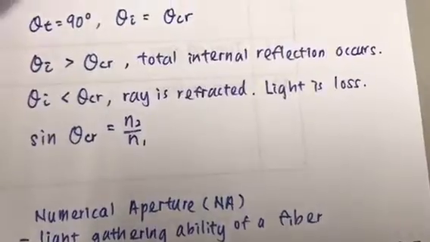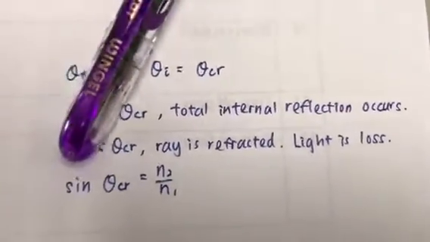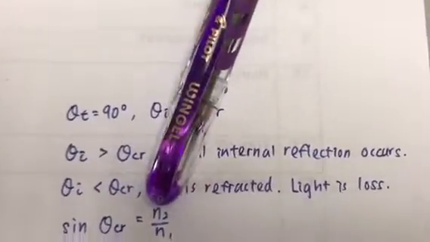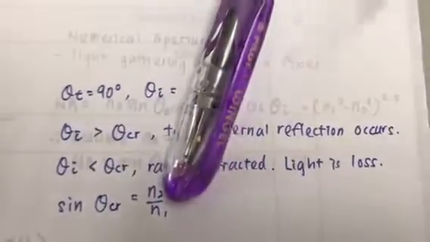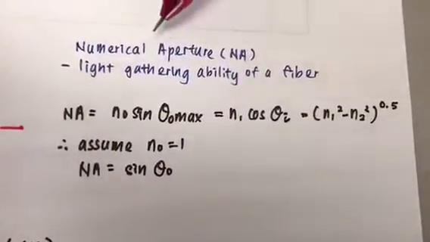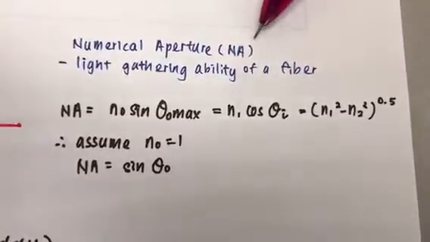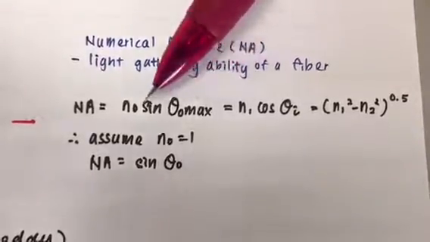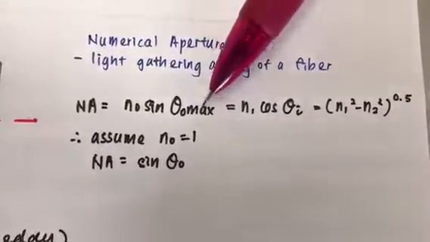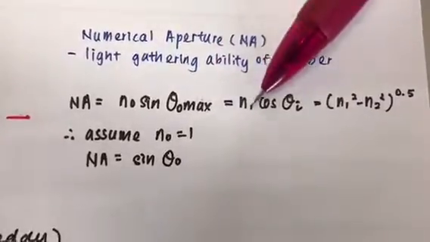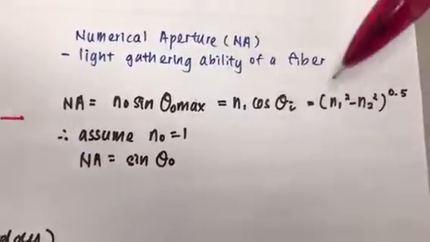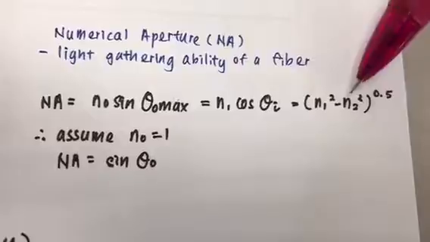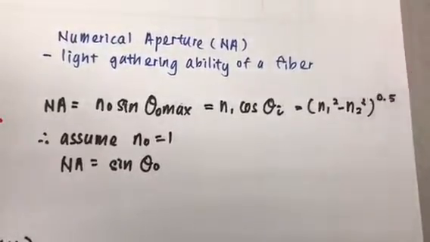The formula to calculate the critical angle is sine critical angle is equal to refractive index of cladding over refractive index of the core. Last but not least is the numerical aperture. There are three formulas to calculate it. The first one is N0 sine of the maximum acceptance angle, the second one is N1 cos incidence angle, and the third one is the square root of the refractive index of core squared minus refractive index of cladding squared.